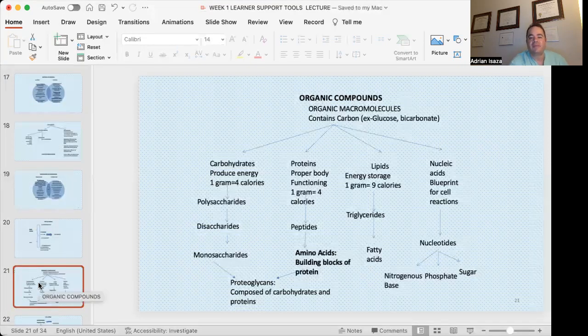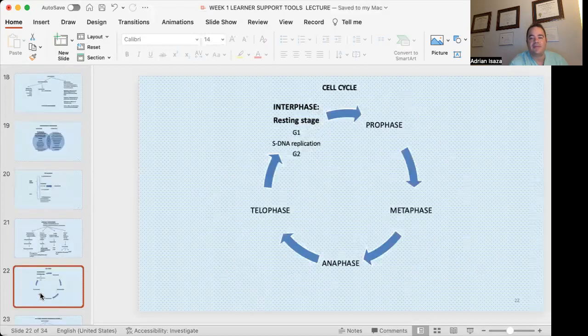All right. Here's amino acids. I talked about this earlier. I said it was the building blocks of protein. It's right there. Make sure you know that.